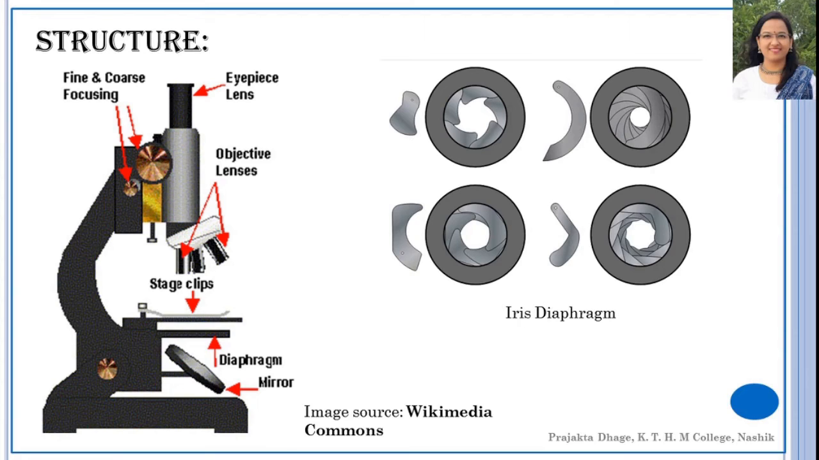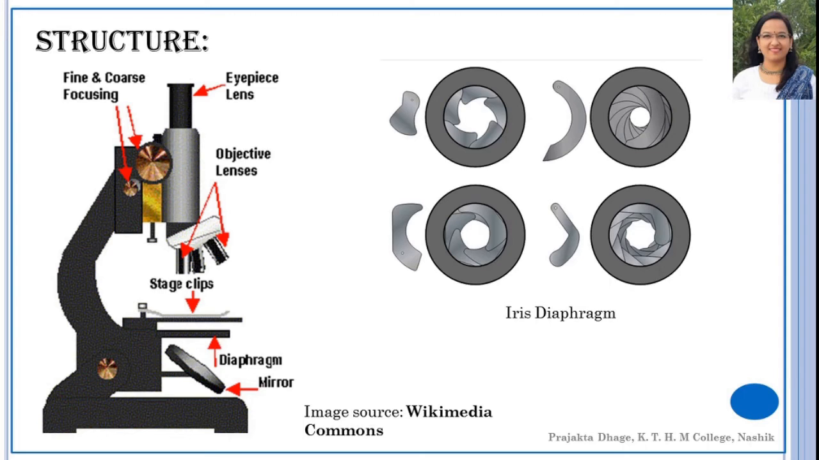The purpose of the diaphragm or disc is to control the amount of light passing through the material to be observed. I have already mentioned it. Now we'll talk about the adjustable mirror. An adjustable mirror is fitted below the condenser.